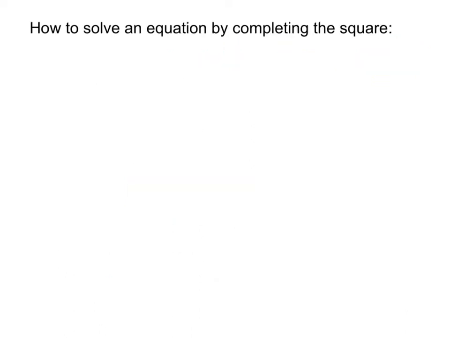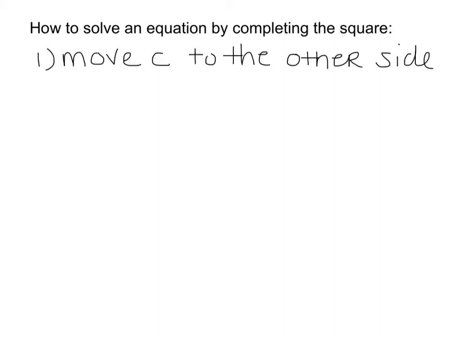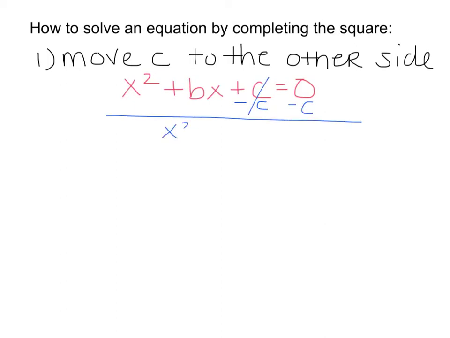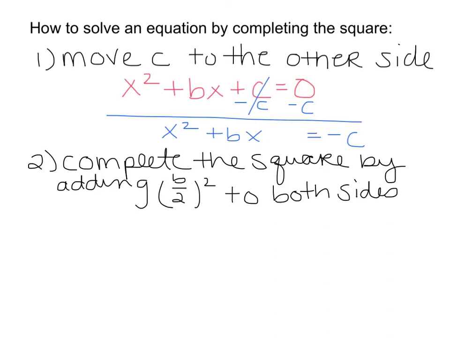Now we are going to use that method to learn how we actually solve for x by completing the square. The first step is to take c and move it to the other side. In all of these problems we're used to making it equal to 0. Now we take the c term, that constant term, and move it to the other side. The second step is to complete the square, and you add (b divided by 2) quantity squared to both sides of your equation.